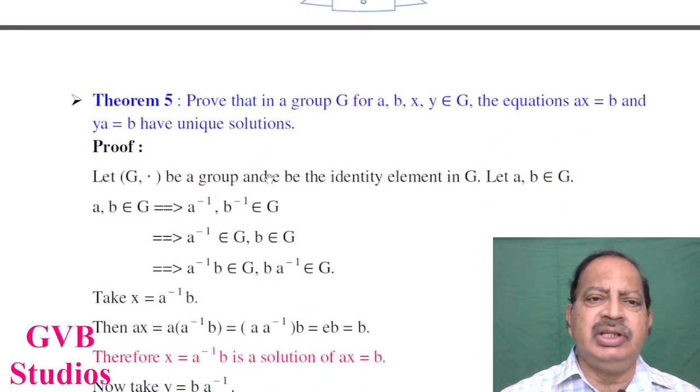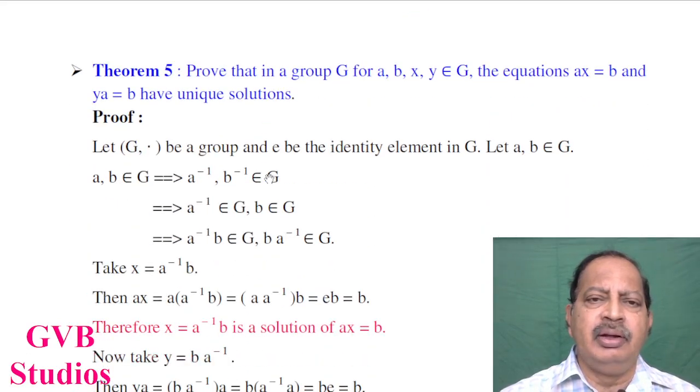Next we see some other theorem. Prove that in a group G for a, b, x, y belong to G, the equations ax is equal to b and ya is equal to b have unique solutions. Here we are taking four arbitrary elements in the group G. Arbitrary means any four elements, not particular elements. And the equation ax is equal to b has unique solution and the equation ya is equal to b has unique solution. We have to prove.